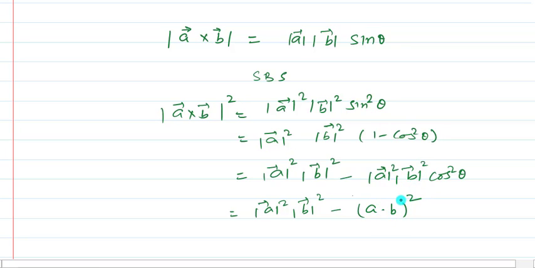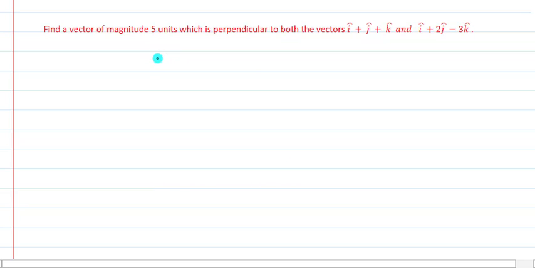So this is the relation between the cross product and the dot product. That is, the square of the cross product of two vectors can be expressed as modulus vector A square modulus vector B square minus the square of the dot product of two vectors. We should put an arrow over here. This relation is also known as Lagrange's identity. Now let me explain a few examples to understand the topic very well.